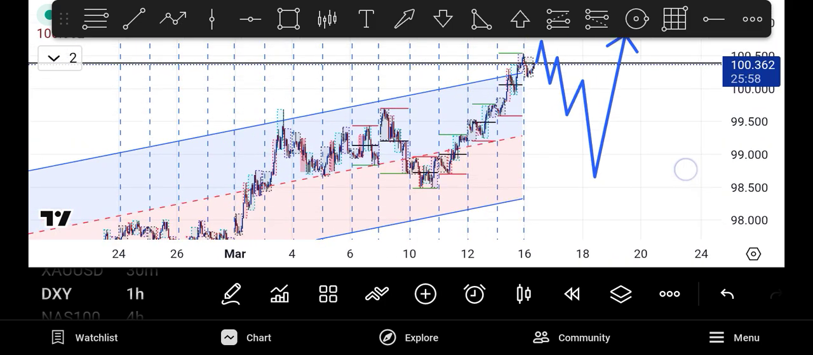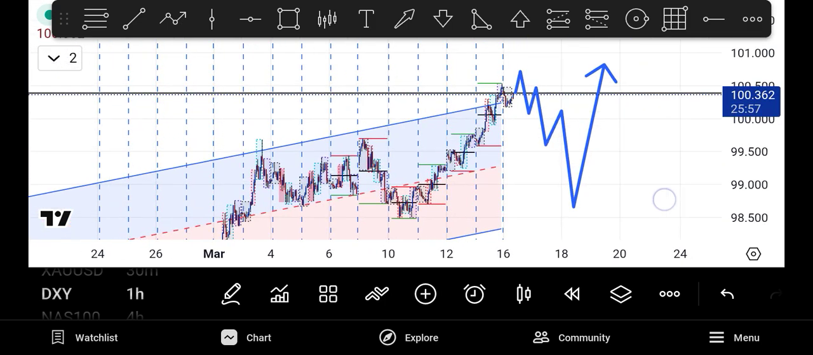So I'm very conservative when it comes to taking shorts against a trend like this one. So I won't be taking big sizes when I'm entering. Just bear that in mind.